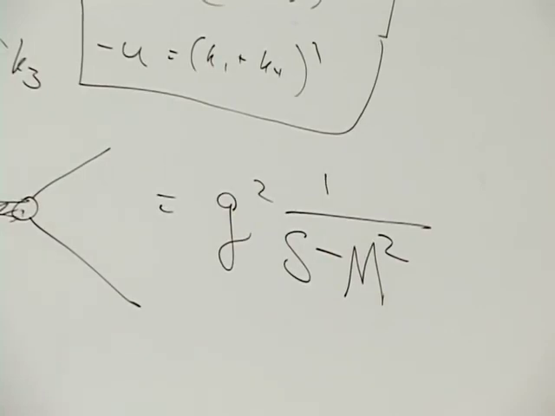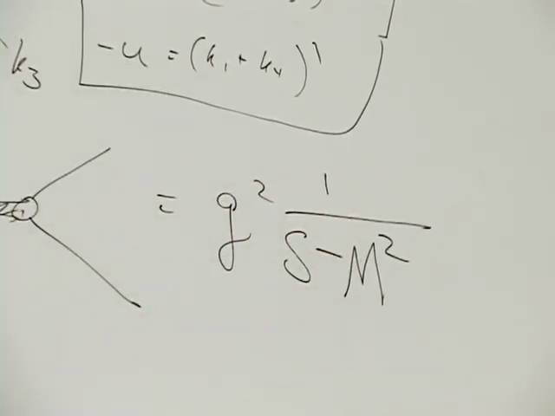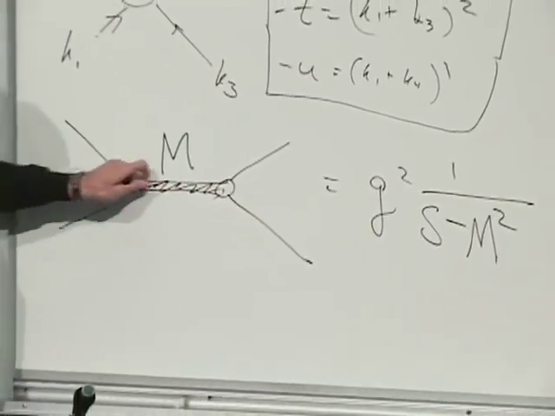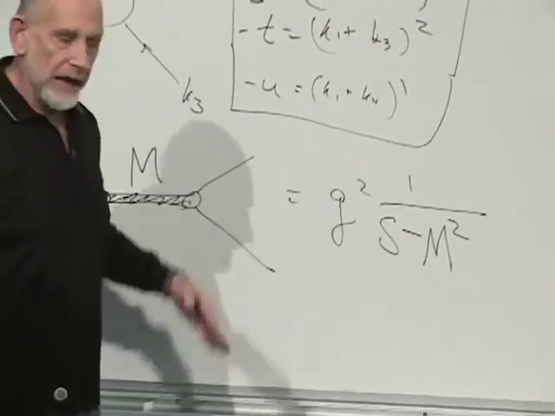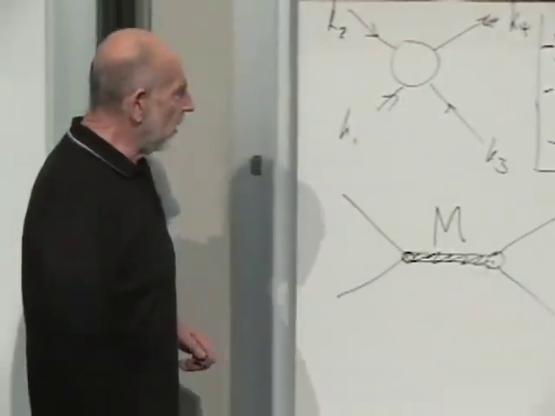That's the characteristic structure of a scattering amplitude where two particles come together and merge and form another particle. And notice, it's a function of S, the energy of the process. It doesn't depend on T. It doesn't depend on the other variable.